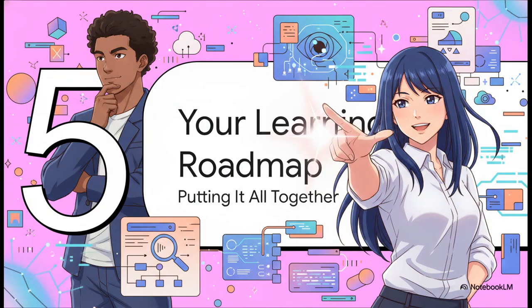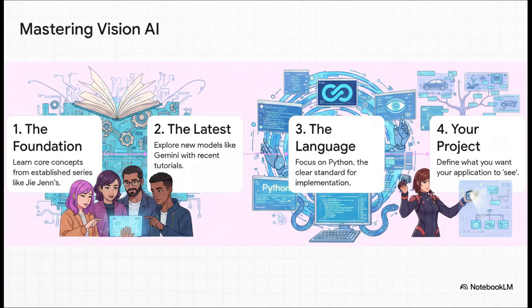So after all that, what's the big takeaway here? Let's wrap everything we've learned into a clear, simple roadmap that you can actually use to get started with Vision AI. Okay, here it is, your 4-step plan. First, start with the classics. Build a solid foundation with those proven, popular tutorials. Second, keep an eye on the cutting edge. Look for the latest videos on new models like Gemini. Third, focus on Python. It's the language of choice, hands down. And finally, number 4, decide on your project. What is it that you want to teach your app to see?